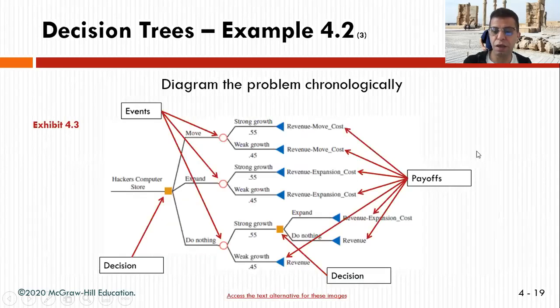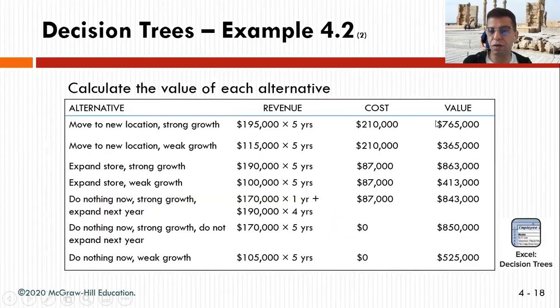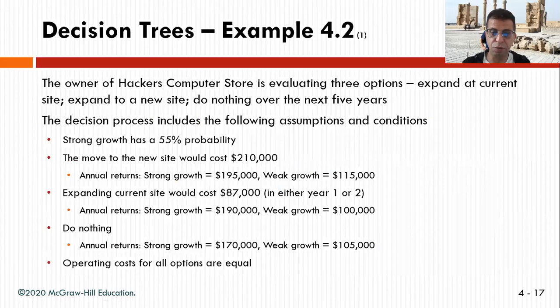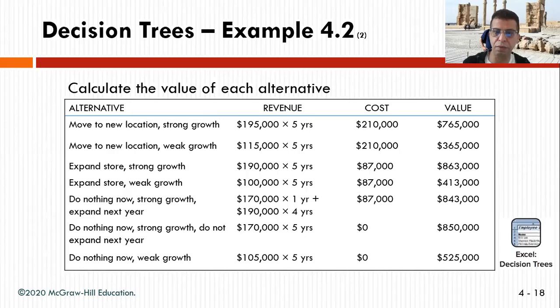Now, if you look at it, here you start thinking, okay, so let's not go somewhere else, let's just expand. The first time when we looked at it, we decided, well, wait a second, let's make another plant somewhere else. But now we say, no, let's expand, because in both cases we are making a better value here. 863 is better than 765, and 413 is better than 365. Let's not make that decision yet.